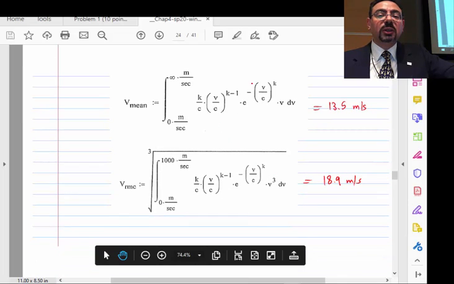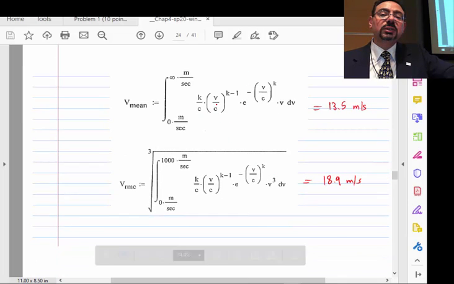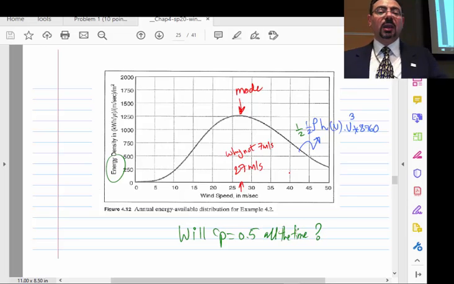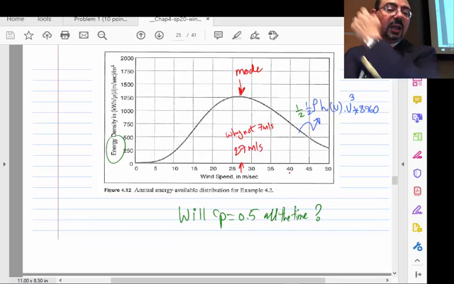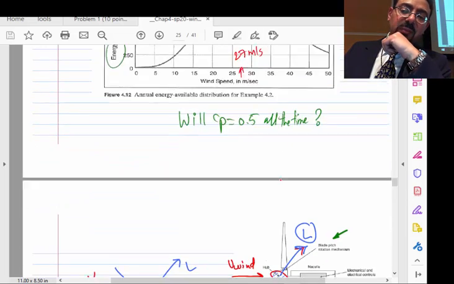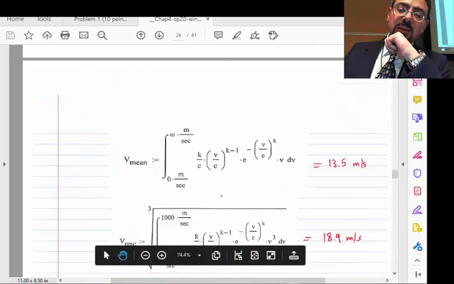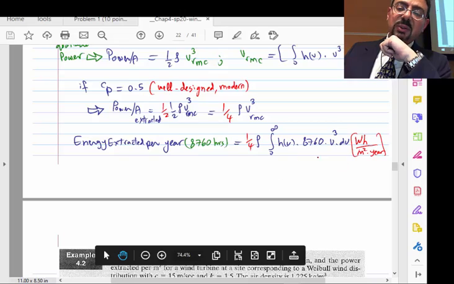Okay, so this is a Weibull function. Okay, and multiply by V, integrate, that's the V mean. Multiply by V cubed and integrate, and taking the cubic root, that is VRMC. Okay? And to get the energy output, you will do this.